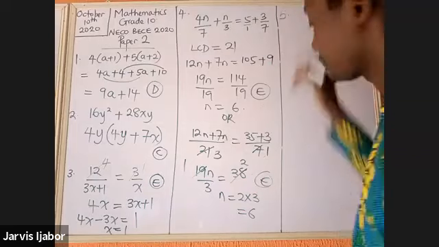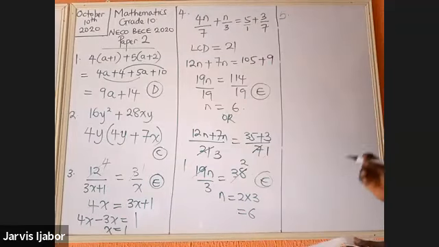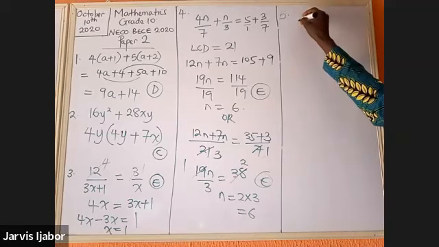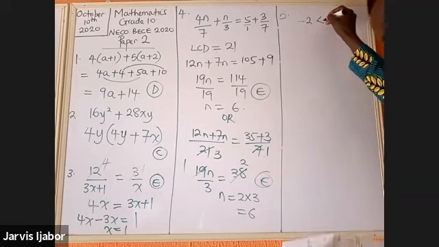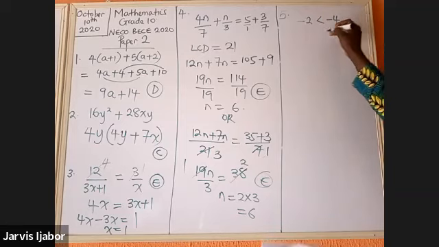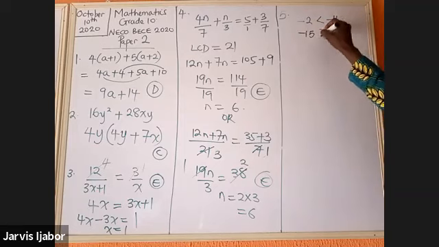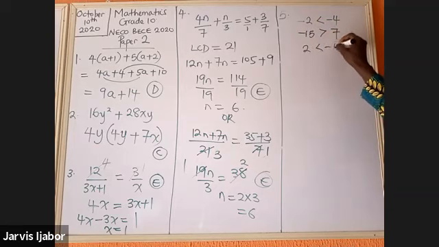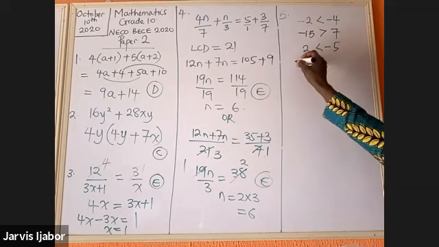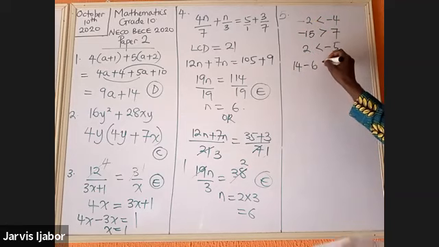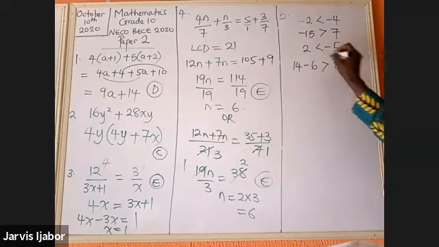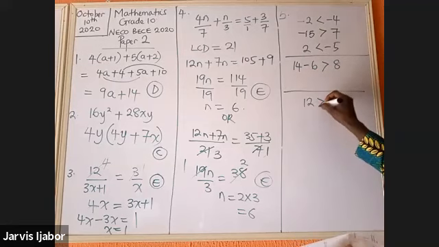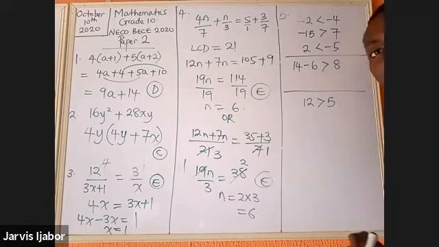Now question 5. In question 5, which of the following inequalities is true? Now let's look at this. We're given a number of them, -2. And we're going to critique them. So let's critique what we have.